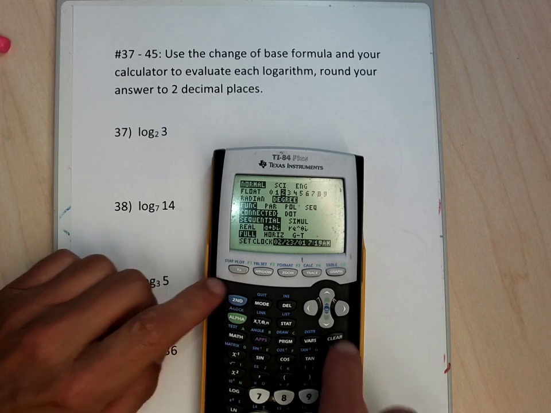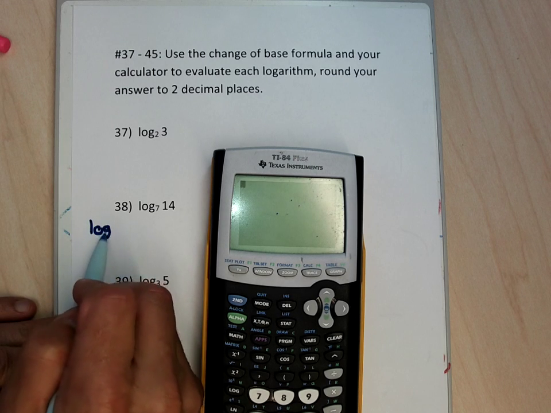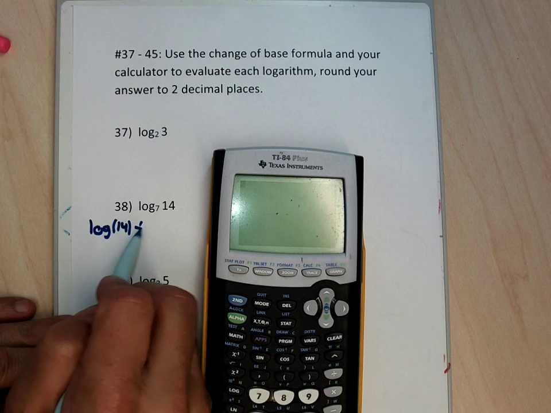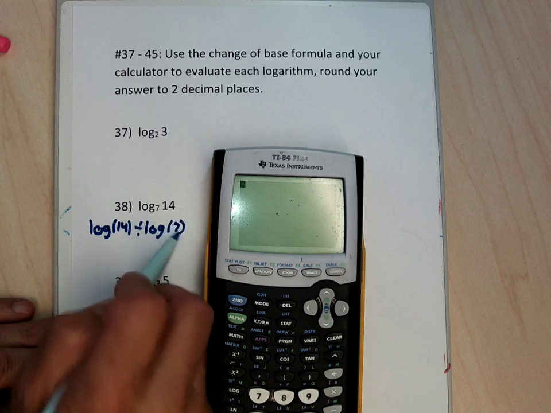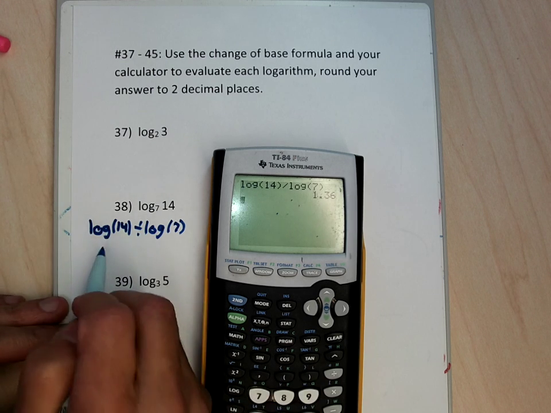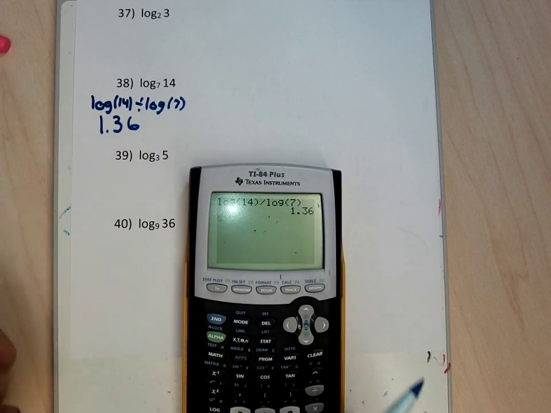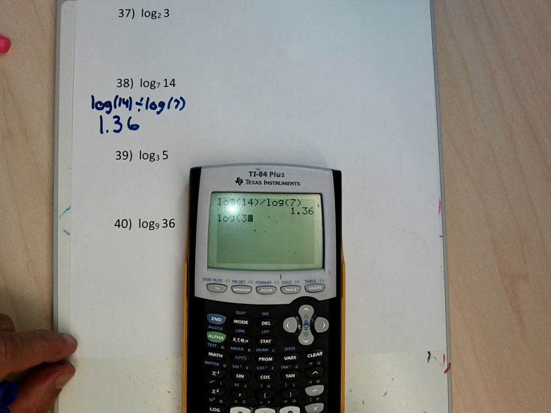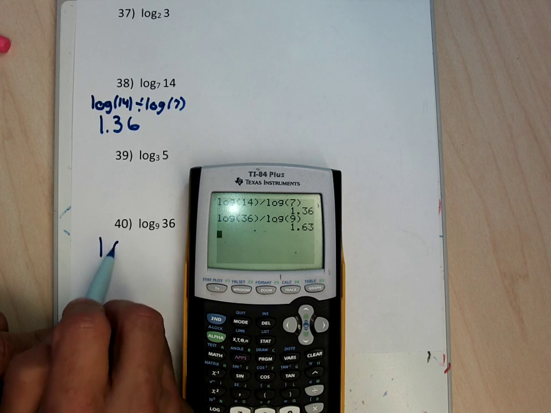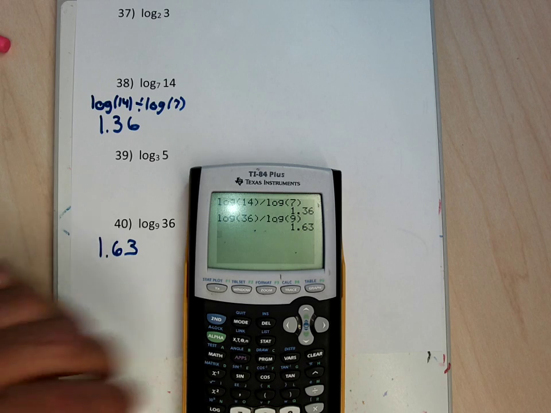So for 38 on my calculator, I'm going to go log of 14 divided by log of 7. We've done a lot of change of base formula already, so real quickly, log of 14 divided by log of 7, and it'll round to 2 decimals. My answer is going to be 1.36 for problem 38. For problem 40, I'm going to do log of 36 divided by log of 9 and get 1.63. So nice that it's rounding for me, so you should be able to do 37 and 39.